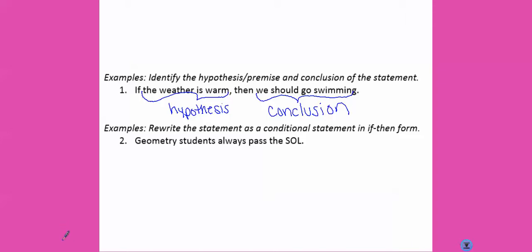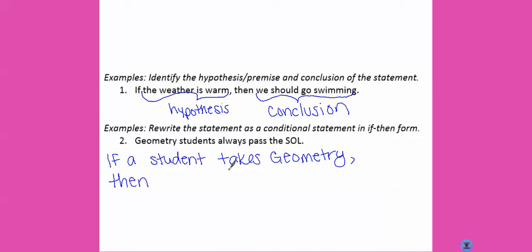Next, we want to rewrite the statement as a conditional statement in if-then form. Our statement is, geometry students always pass the SOL. So the first part talks about geometry students. So that would be our hypothesis. So if a student takes geometry, then what do we know about geometry students? They will pass the SOL.